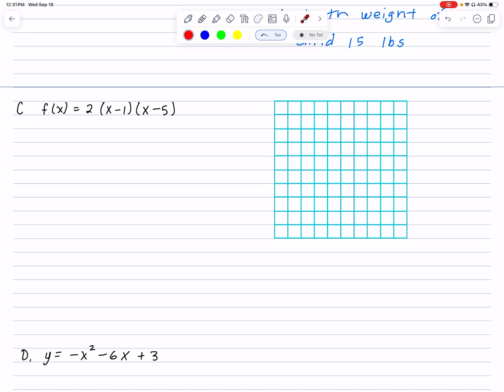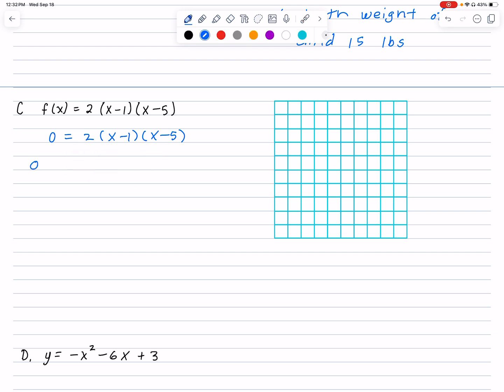In this case, this is in intercept form. It's factored, right? Something times something times something equals this. So we're going to start with finding the x-intercepts. We take the function f of x and set it equal to 0, and then we solve this equation. The way we do that is we use the zero product property. If something times something times something equals 0, then either this equals 0, or this equals 0, or this equals 0. So I'm going to do exactly that.